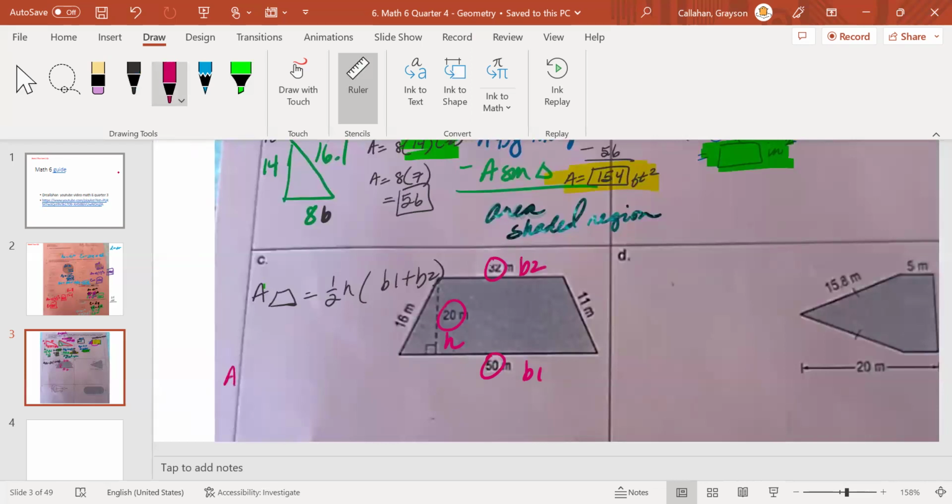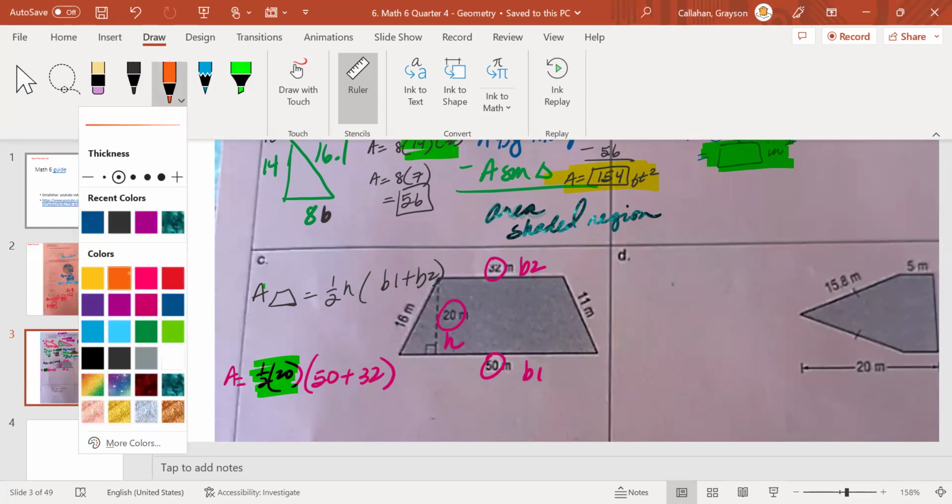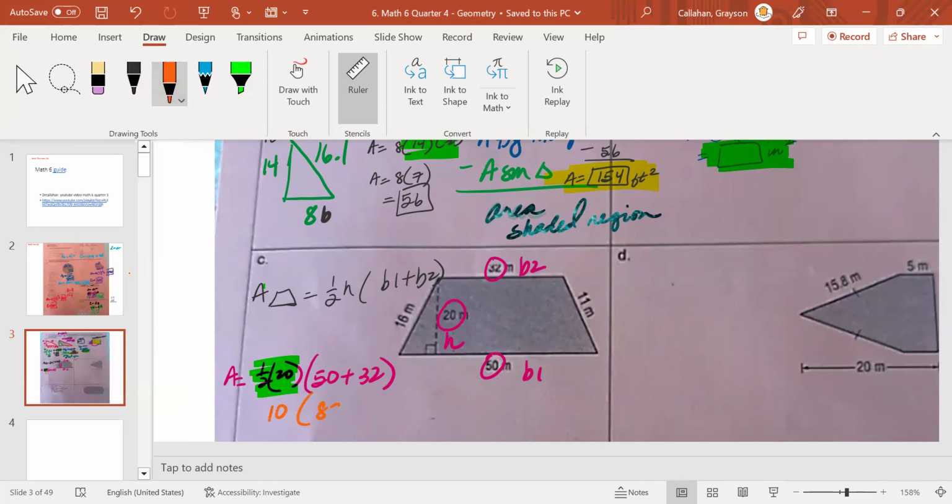Okay, so area equals 1/2 times 20 times 50 plus 32. Do you remember I told you the little trick right there? What is that going to give you? Yeah, 50 plus 32 is 82, which gives 820 meters squared. Do you see that?